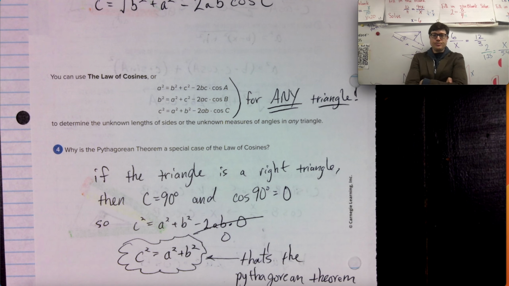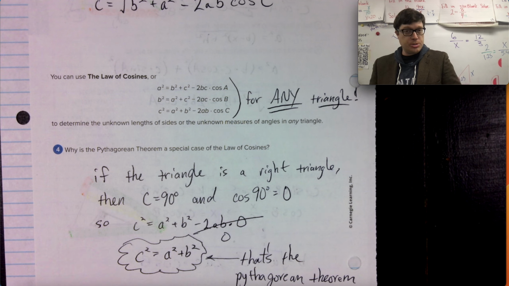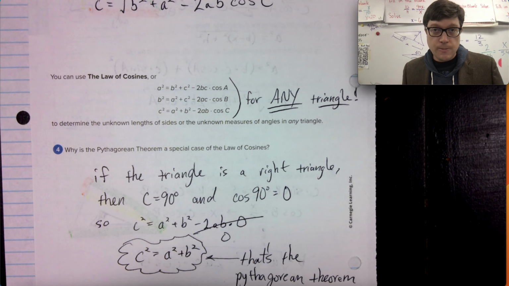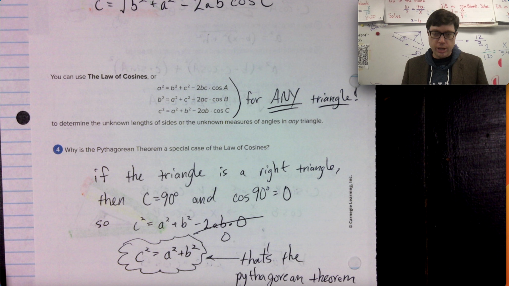Pause and write. Maybe you're resuming, so here goes. The Pythagorean theorem is a special case of the law of cosines because the Pythagorean theorem works for right triangles. And in a right triangle, the C angle is 90 degrees.